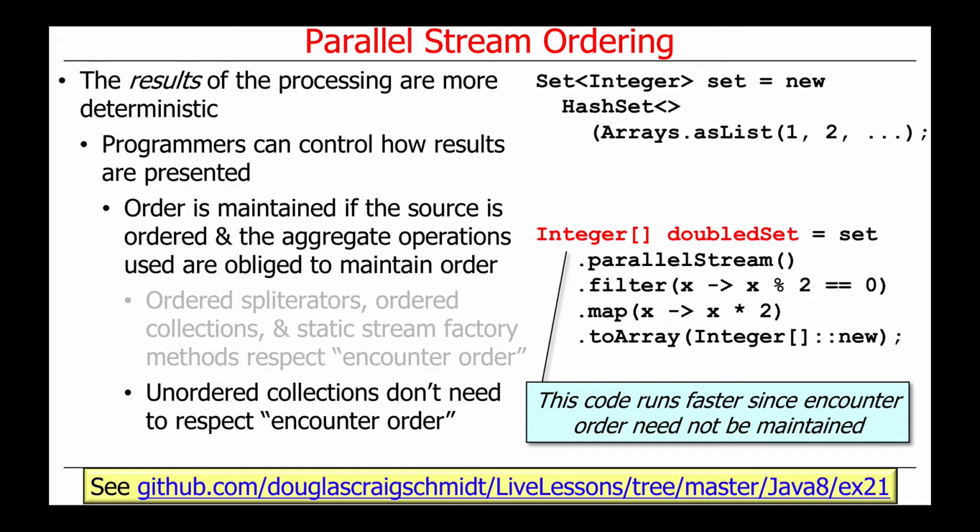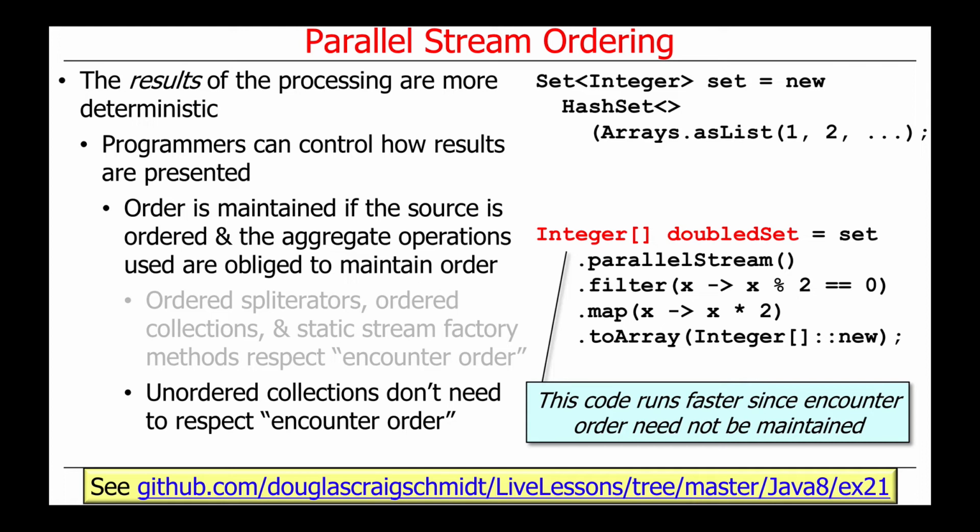And if you want to play around with this kind of stuff, take a look at the EX21 folder in my GitHub live lessons repository, and you can play around with all these things and see how it works. It's really quite instructive to run these things and notice how sometimes you get deterministic results if you use ordered collections, and you'll get non-deterministic results if you don't. So unordered collections don't need to respect encounter order.